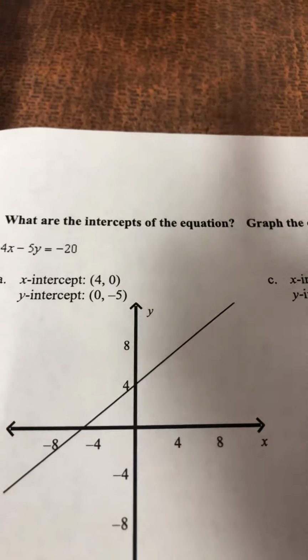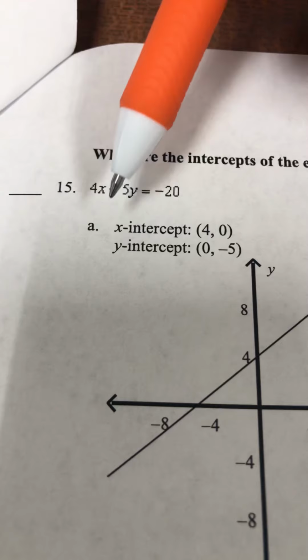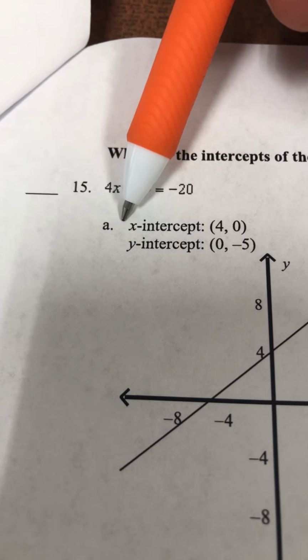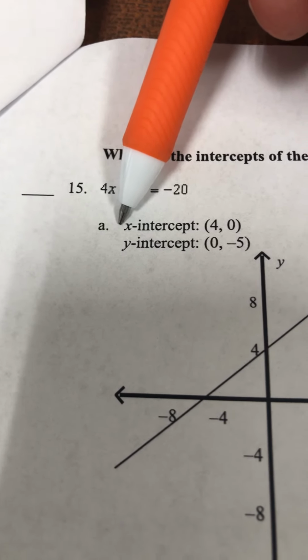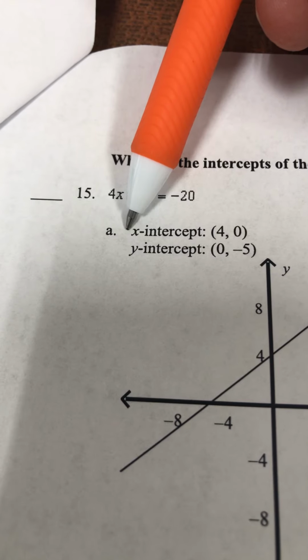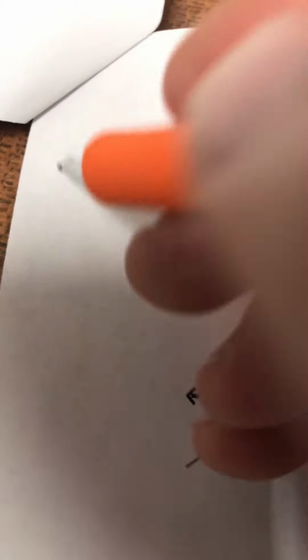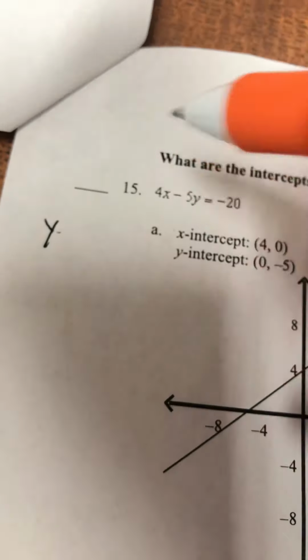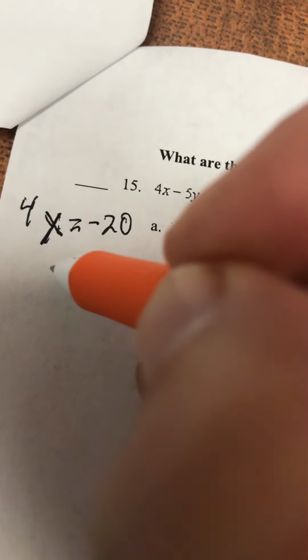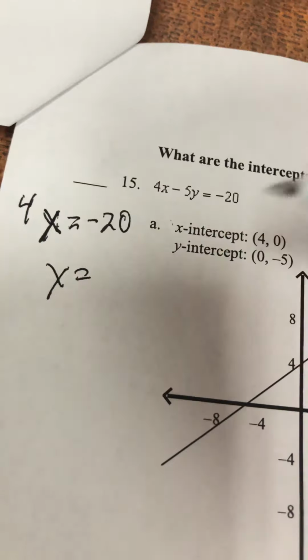And lastly, number 15, what are the intercepts of the equation, and graph the equation. So what you're going to do is think of it without the y, so y equals 0. So 4x equals negative 20. So your first equation is going to be 4x equals negative 20. Solve for x. x equals, divide both sides by 4.